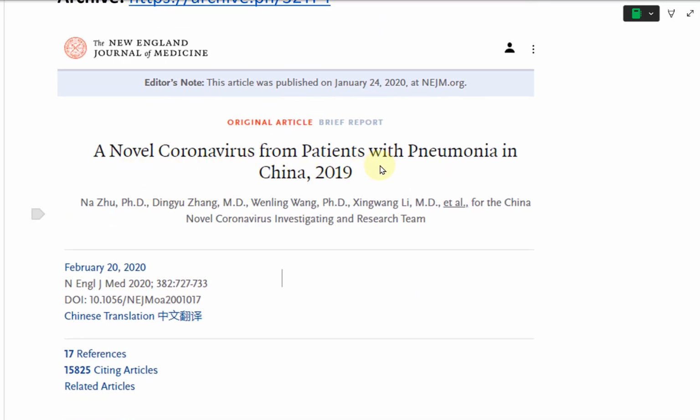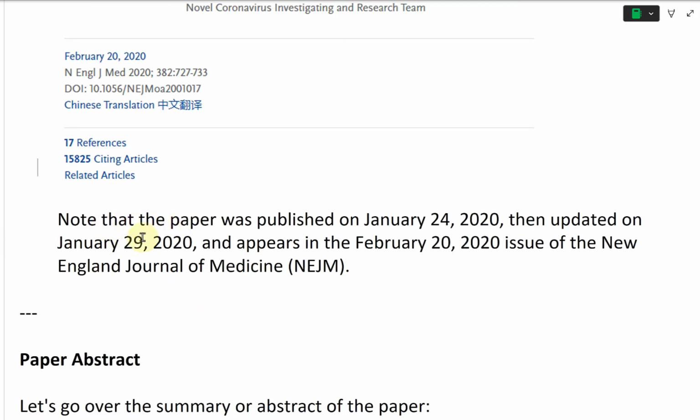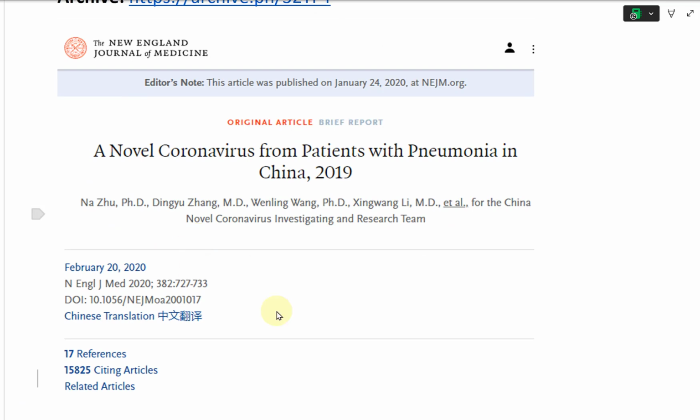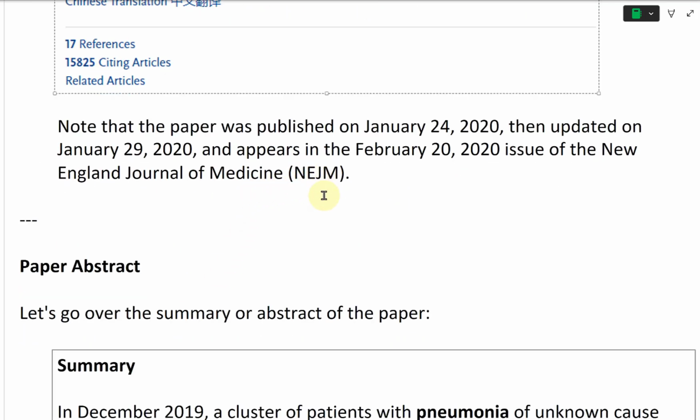So anyways, this is a novel coronavirus from patients with pneumonia in China, 2019. This is from Nazu, and then I'm not going to pronounce these names, Dingyu Zhang and so on, and this is from the China Novel Coronavirus Investigating and Research Team. And note here, it has 17 references, but then it was cited 15,825 times in articles and other papers and so on. It's fascinating stuff. So again, as I just stated, note that the paper was published on January 24th, 2020, then updated on January 29th. So if you click the PDF version of it, it was actually updated on January 29th, 2020, and it appears in the February 2020 issue of the New England Journal of Medicine, NEJM.